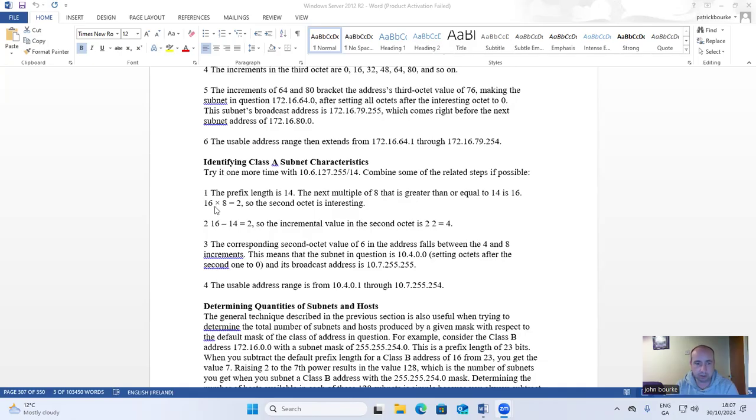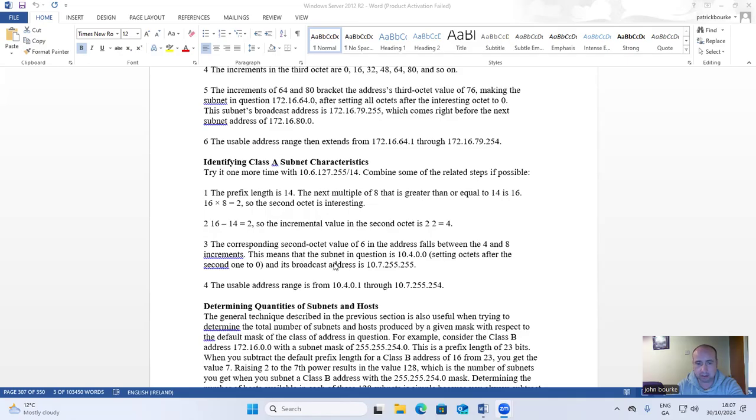16 minus 14 equals 2. So the second octet is interesting. The incremental value in the second octet is 2 to the 2nd power, which equals 4.